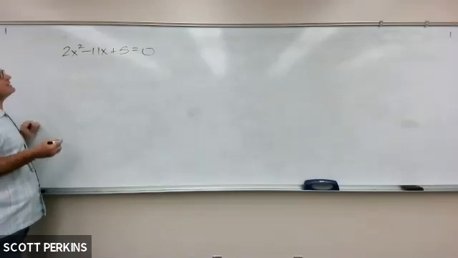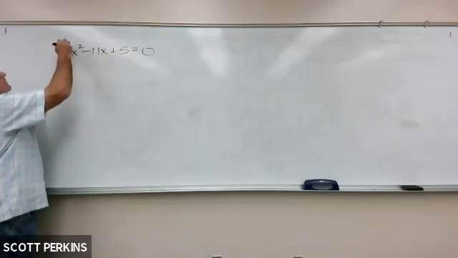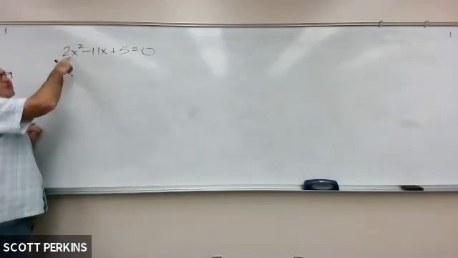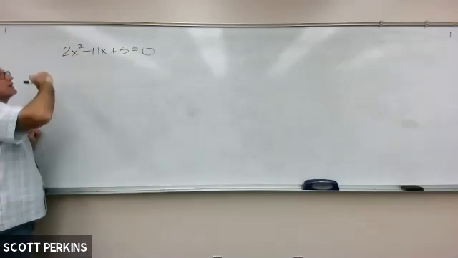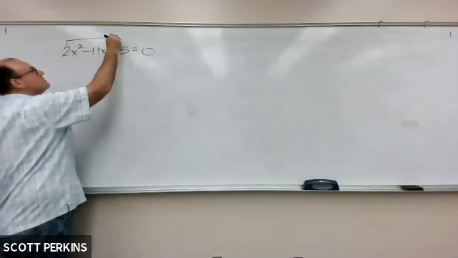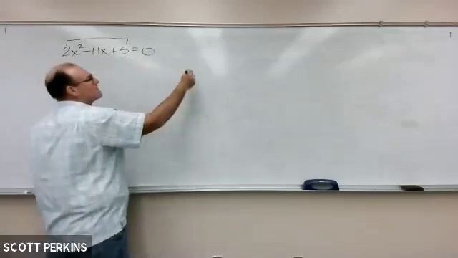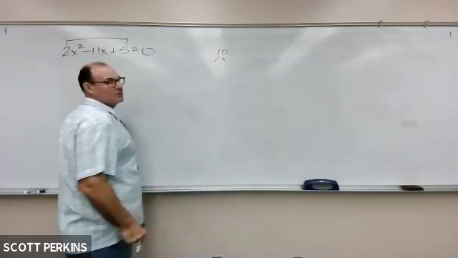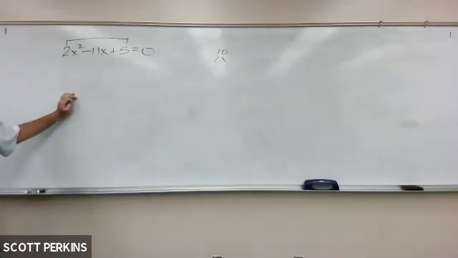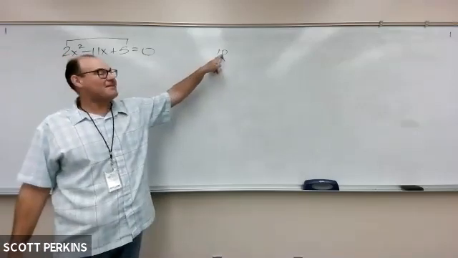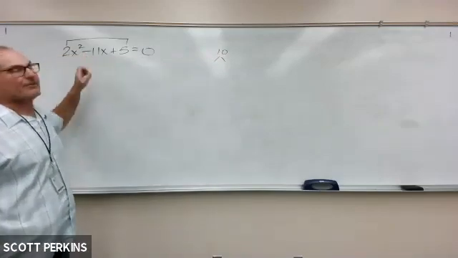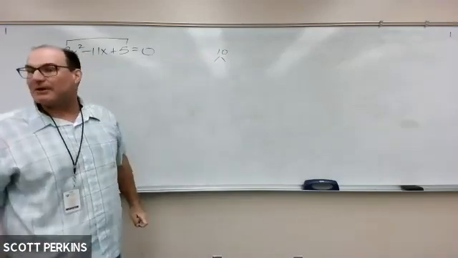But the AC method said we've got to do this. Because of this number in front of the x squared, I have to take that into account now. So I take the 2 times the 5. 2 times 5 is 10. Now I ask myself the same question that we were asking. What are the factors of 10 that are going to add up to a negative 11? And those factors are going to be what?